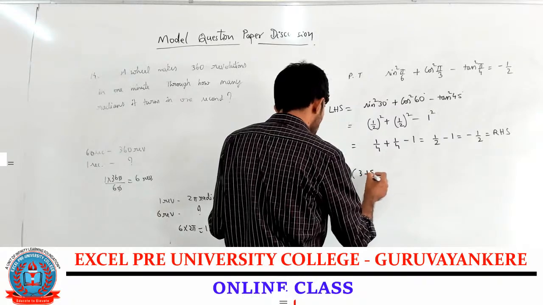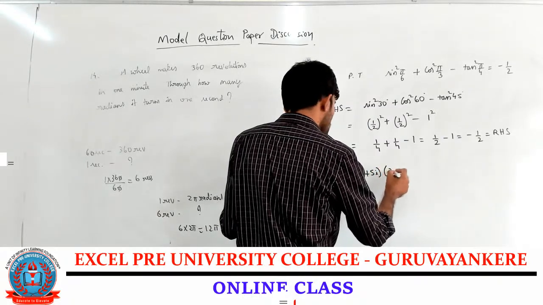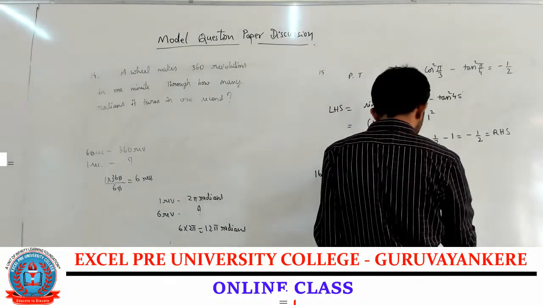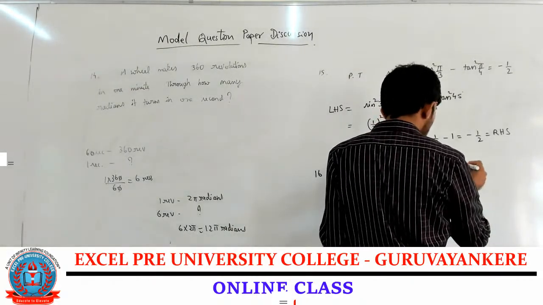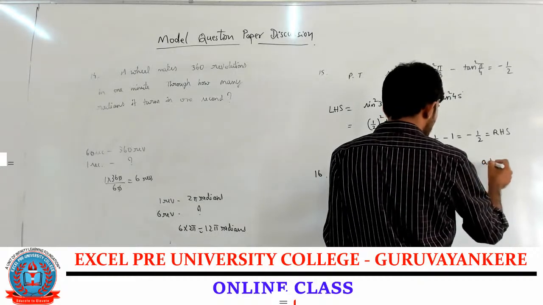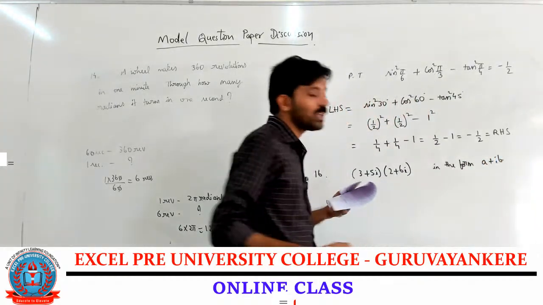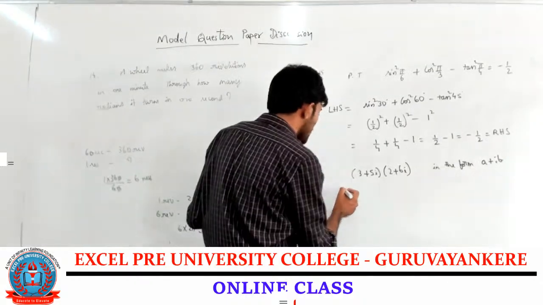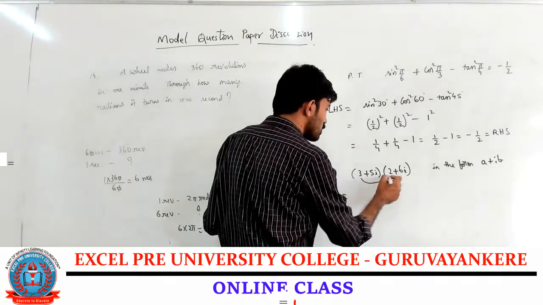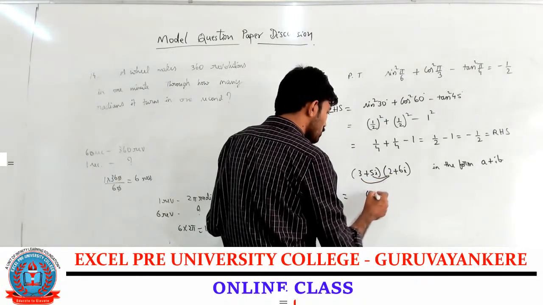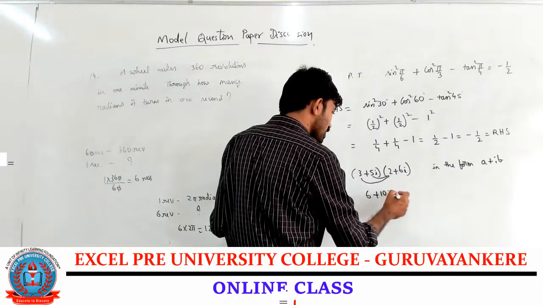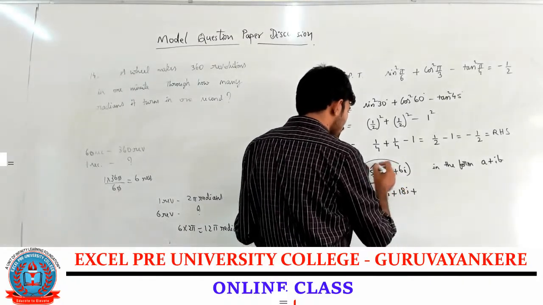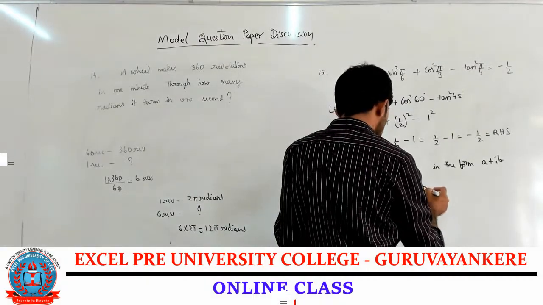Express the complex number (3 + 5i)(2 + 6i) in the form a + ib. Express this in the form a + ib. Multiply this term by term. 3 into 2 is 6. 5i into 2 is 10i, plus 3 into 6i is 18i. 5i into 6i is 30i².